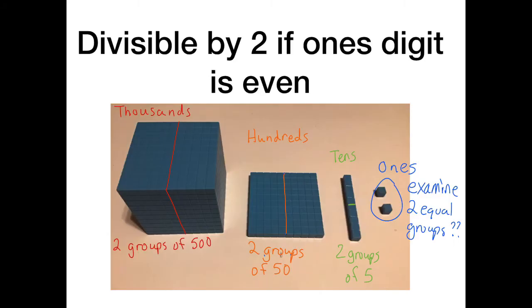Let's look at divisibility rules for 2, 3, 4, 5, and 10. A number is divisible by 2 if the ones digit is even.